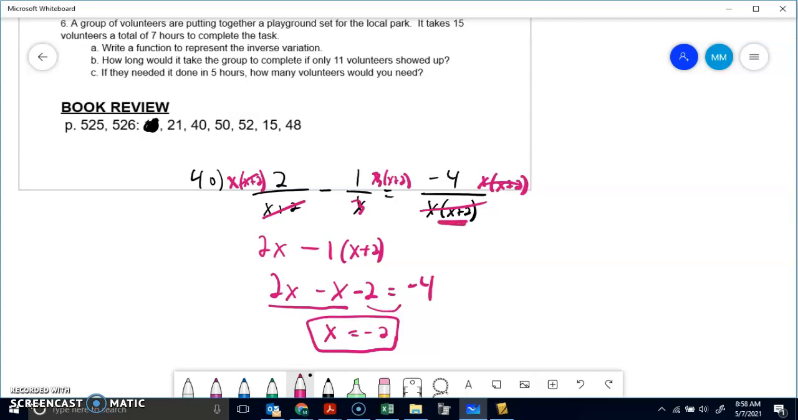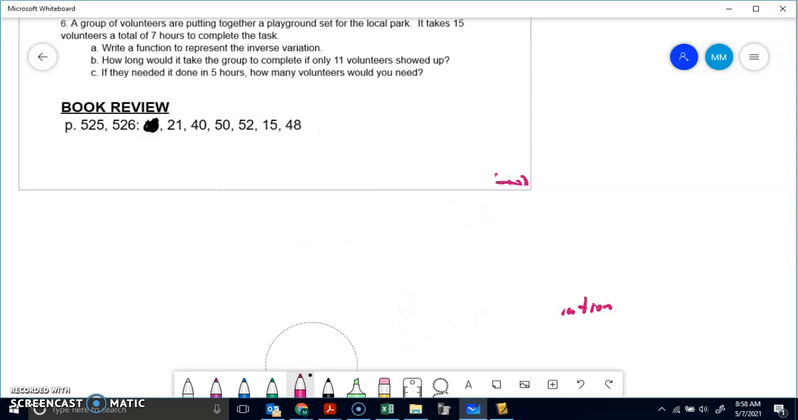And negative 2 is a restriction because of x plus 2. So this is actually extraneous, and there is no solution for 40. Okay. Alright, let's tackle 50 now.